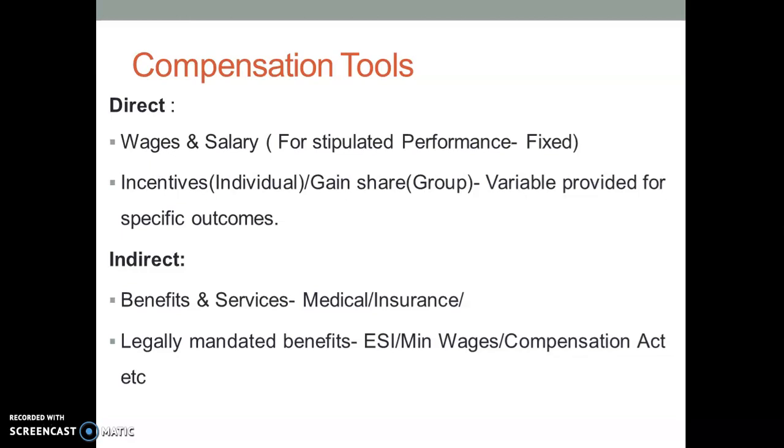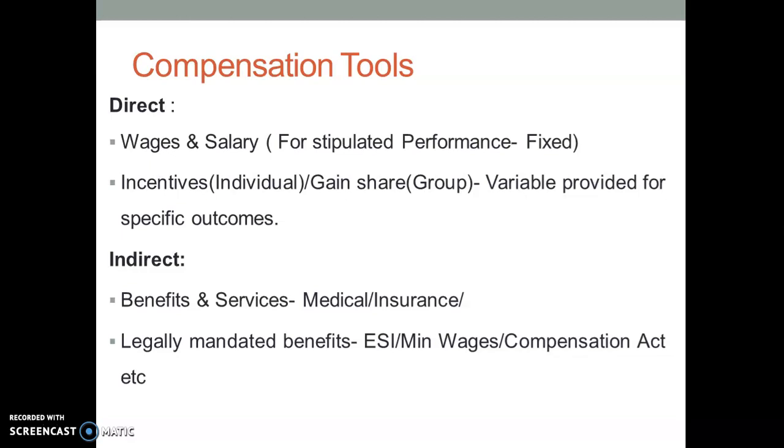Now, when we look forward to the legal dimensions, it will be applicable mostly to organizations which fulfil the definition of factories under the Factories Act as per Indian rules. When we talk about what is legally mandated in Indian terms, the things which need to be provided, the first is called ESI, Employee State Insurance.